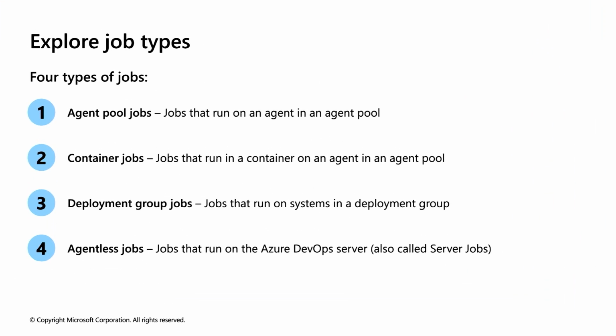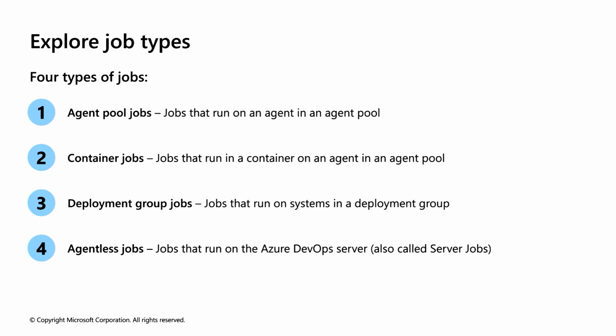Let's talk about the different types of jobs we can run in Azure Pipelines. There are four main types: agent pool jobs, container jobs, deployment group jobs, and agentless jobs. Agent pool jobs run on agents in a pool, which is the most common setup for building and deploying our code. Container jobs are similar, but they run inside of containers. They're great for isolating environments or matching production setups. Deployment group jobs run on specific machines grouped together, often used for deploying to on-premises servers. And finally, agentless jobs run directly on the Azure DevOps server and don't require an agent to run at all.